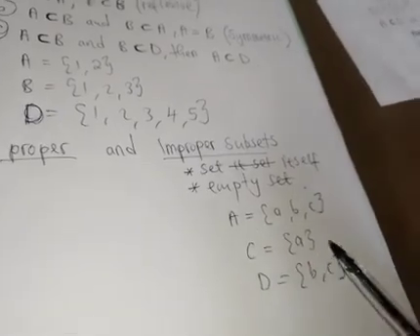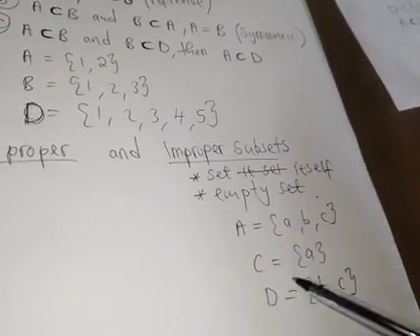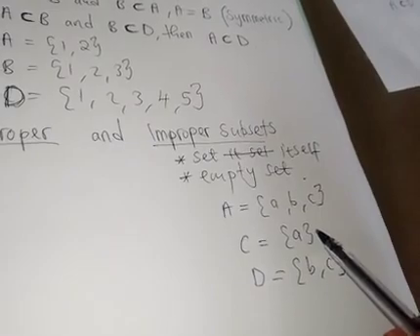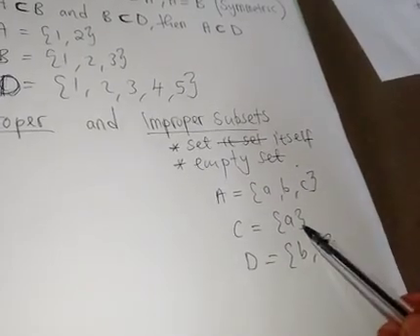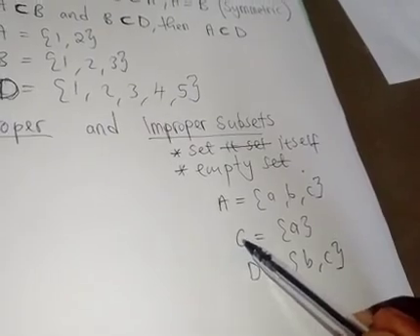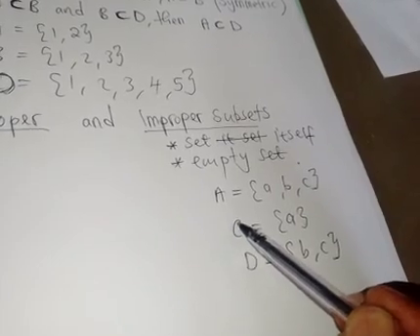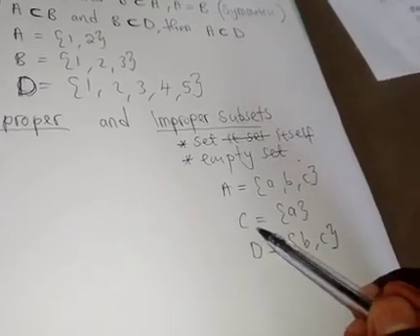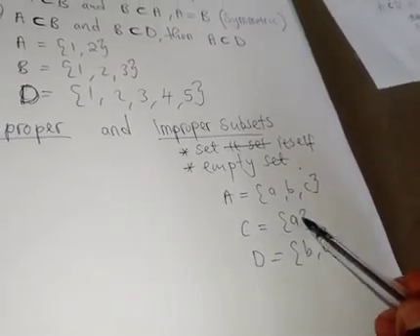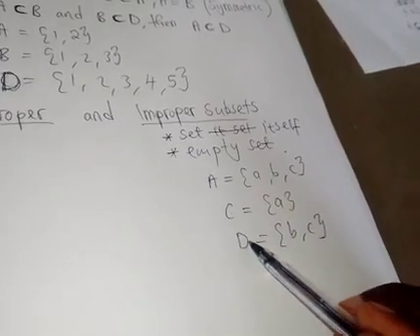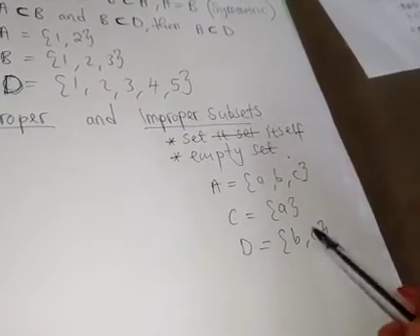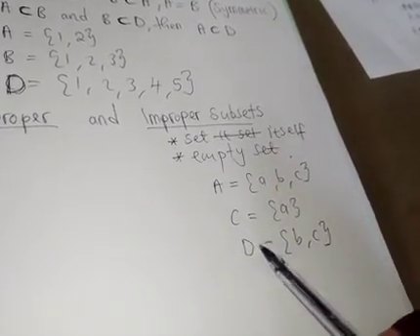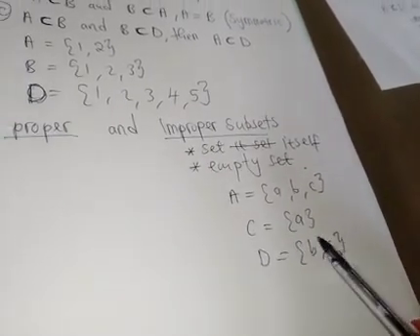Why are they called proper subsets? It's because all the elements of set C are also found in set A, but set C is not equal to set A. This will simply mean that C is a proper subset. Otherwise, if C had the elements A, B, C, then we would have said C is an improper subset. Same applies to D. D has the elements B, C, and the elements of D are also found in A. Therefore, D is a proper subset of A because D is not equal to A, neither is it an empty set. Okay.